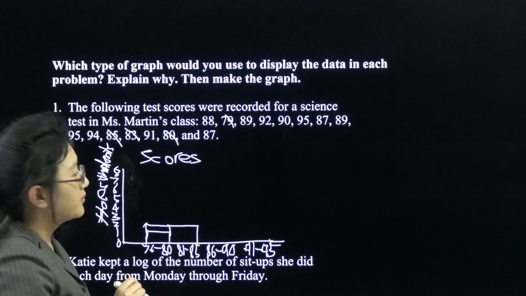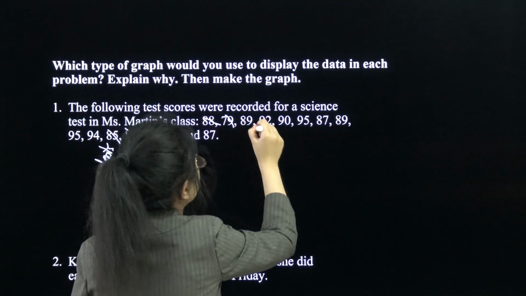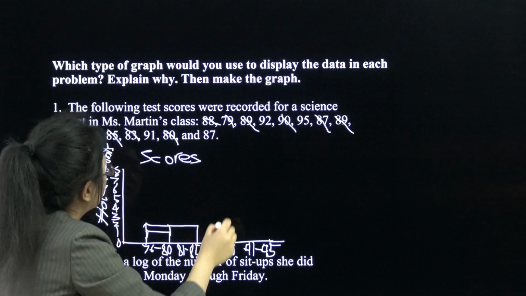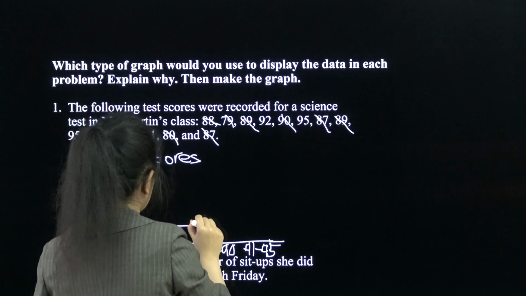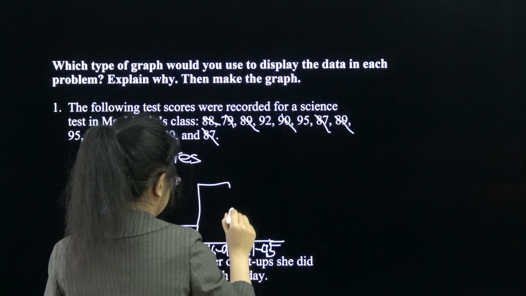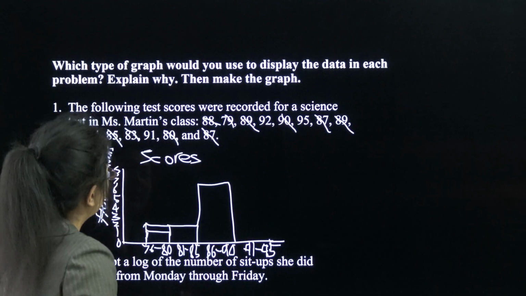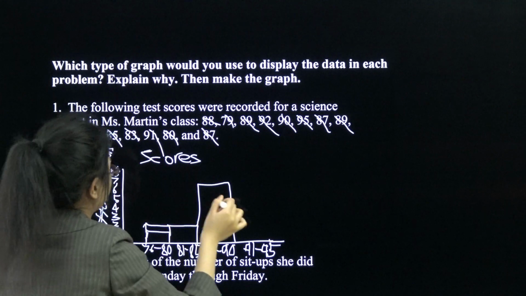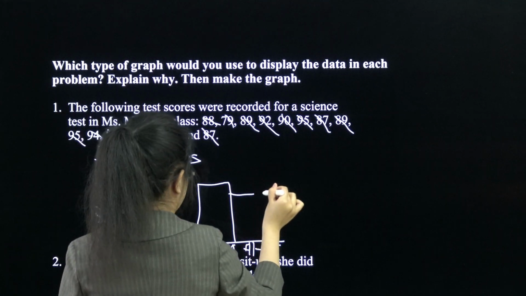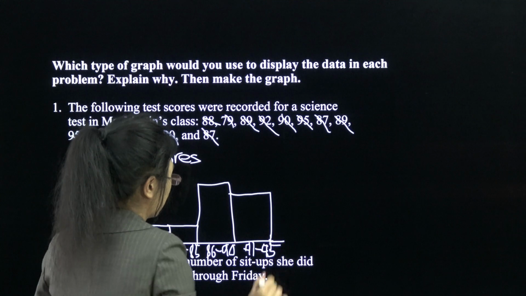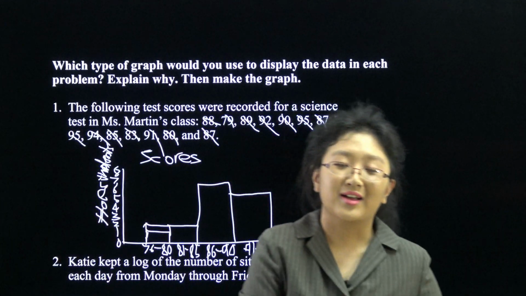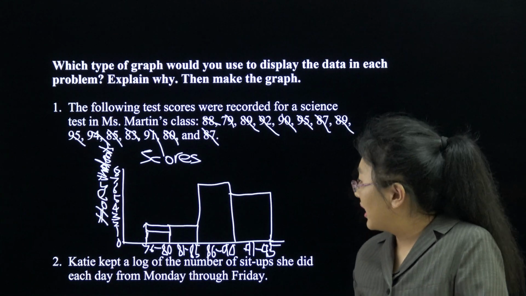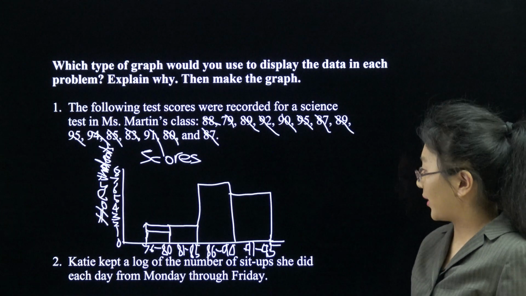86 to 90: 1, 2, 3, 4, 5, 6. 6 is up here. And then 91 to 95, it's 1, 2, 3, 4, 5. The 5 is around here. Yay! We made it! Except next time, you should use a ruler. Everybody should use a ruler when they're making graphs.